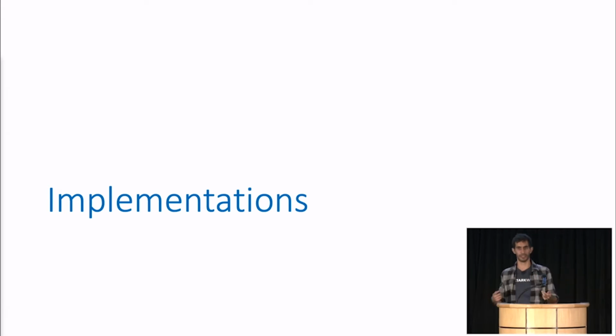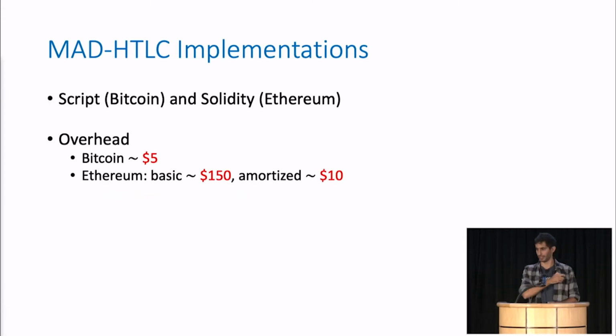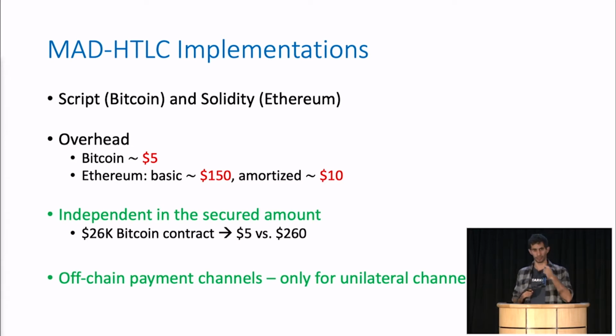It is incentive compatible. Can we implement it? The answer is yes. So we implemented it both for Bitcoin and Ethereum. The overhead compared to the original simple HTLC implementation is quite cheap, in my opinion. In Bitcoin, that would have been $5 for a larger contract in fees. For Ethereum, we have two implementations. One is the basic simple one, slightly more expensive. But we also have an amortized version, which costs about the same order of magnitude. All right. Point is, the overhead is independent of the secured amount.